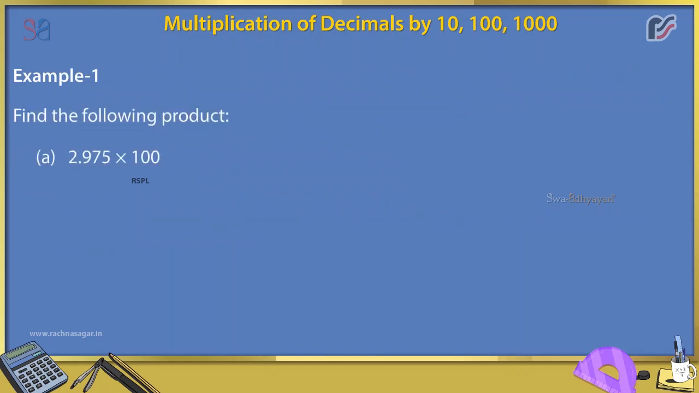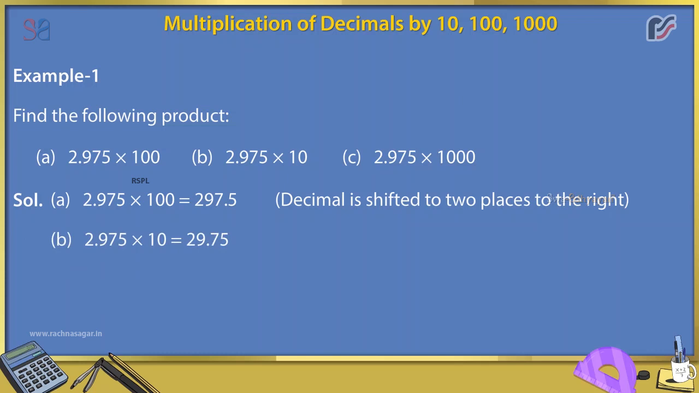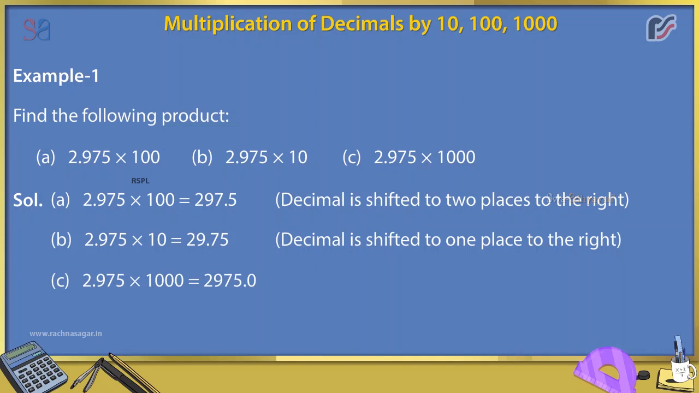Example 1. Find the following product. A. 2.975 into 100. B. 2.975 into 10. C. 2.975 into 1000. Solution. A. 2.975 into 100 is equal to 297.5. Decimal is shifted 2 places to the right. B. 2.975 into 10 is equal to 29.75. Decimal is shifted 1 place to the right. C. 2.975 into 1000 is equal to 2975.0. Decimal is shifted 3 places to the right.